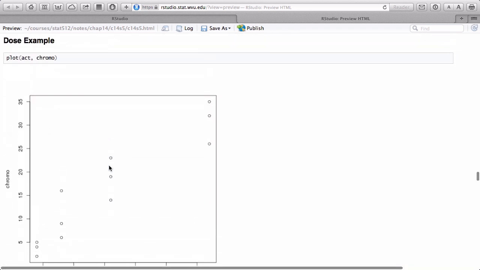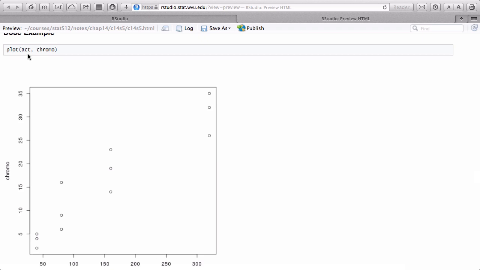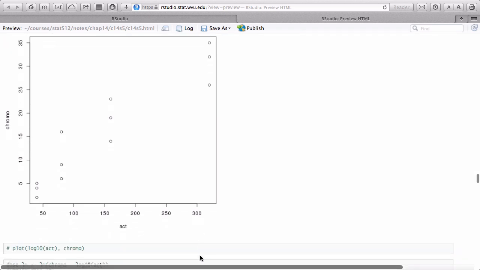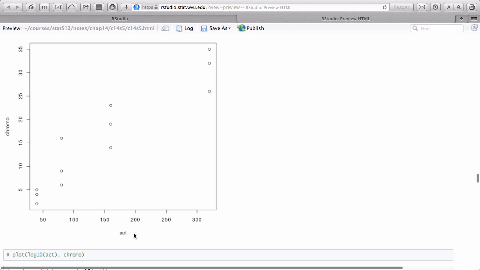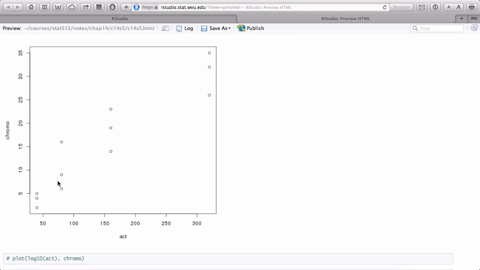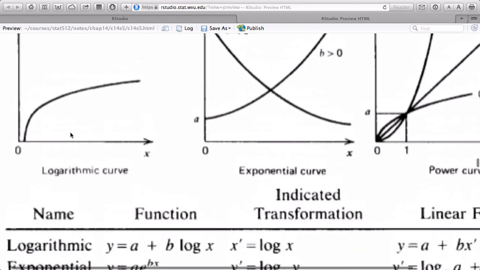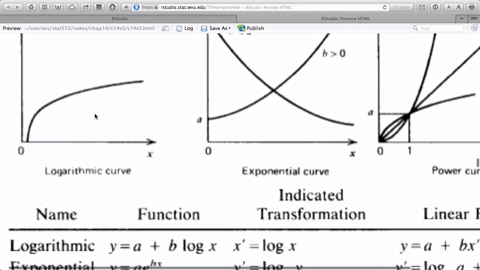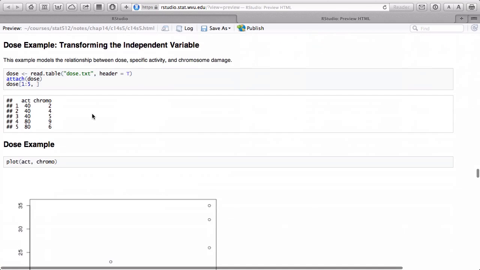Now, if you look at it graphically, which I'd always recommend you do, here I'm looking at x, which is a specific activity, versus the chromosome damage. You can see that the chromosome damage is increasing, but notice that it's sort of leveling off. It goes up, but it's starting to level off. It's going up at a slower pace. That would indicate what type of transformation? Well, that would be that first one. It's a logarithmic type function, not quite that extreme, but along those lines, where I transform x by the log.